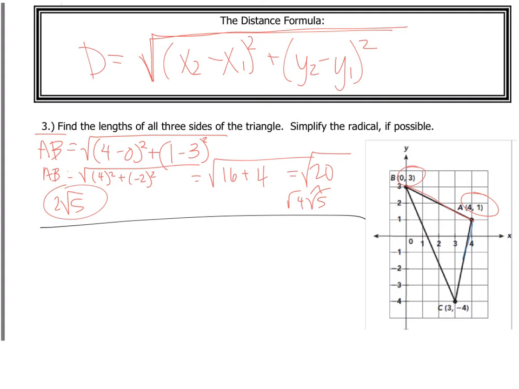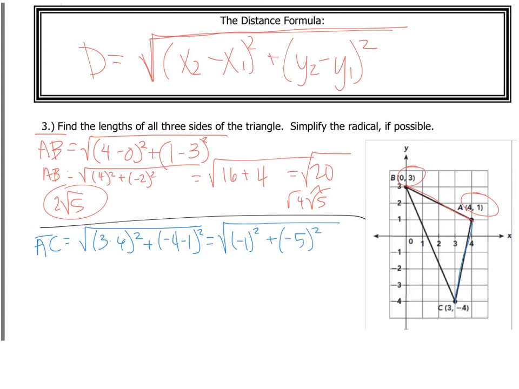Now we're going to look at the side length AC. So if we use 3 and 4 for our x's, so 3 minus 4 squared, and negative 4 and 1, so negative 4 minus 1 squared, we end up with 3 minus 4 is negative 1 squared, negative 4 minus 1 is negative 5 squared, negative 1 squared is 1, negative 5 squared is 25, so it's square root of 26, which actually cannot be reduced because 26 is 2 and 13, so that is simplified.